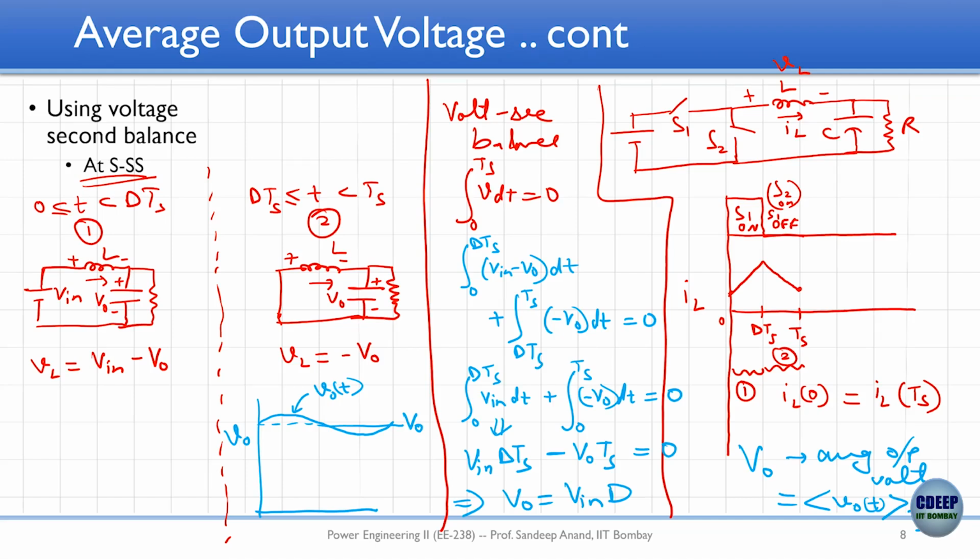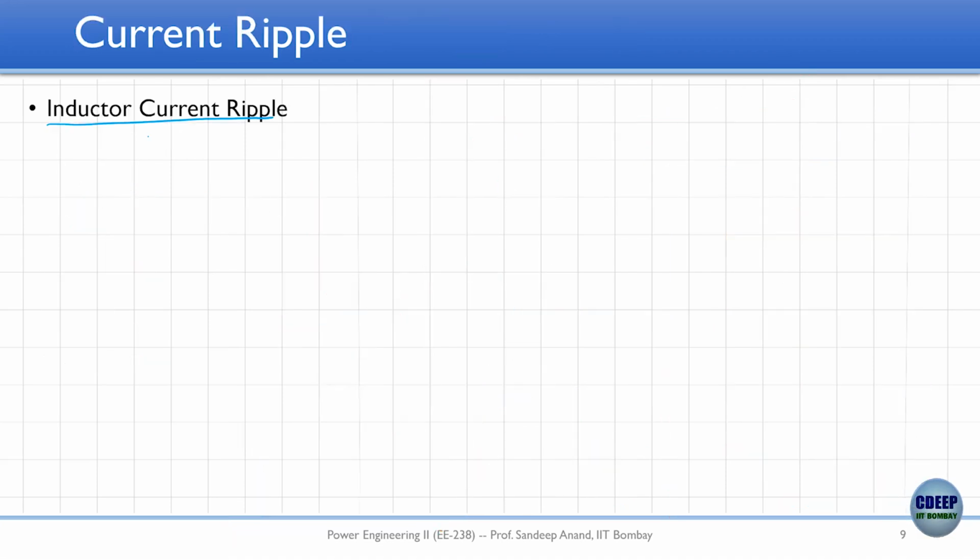Alright, then our next step is, in analyzing this circuit, we have already found the average voltage of the output and average voltage at the input. We have already found the relationship, right? Next step is, what is the inductor ripple current, right? And why is it important? What is inductor ripple current? Why is it important?